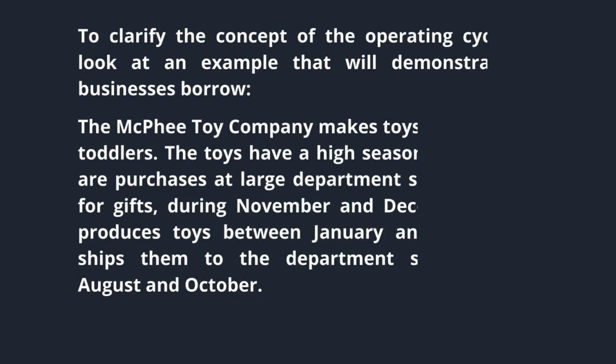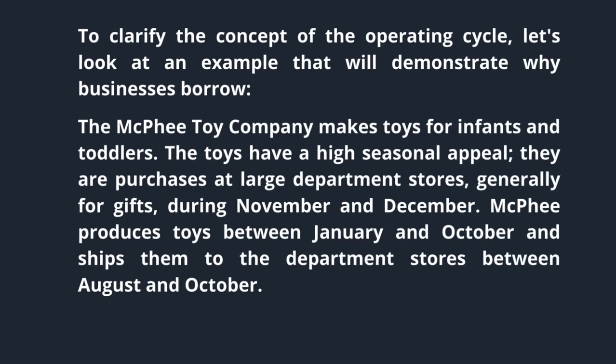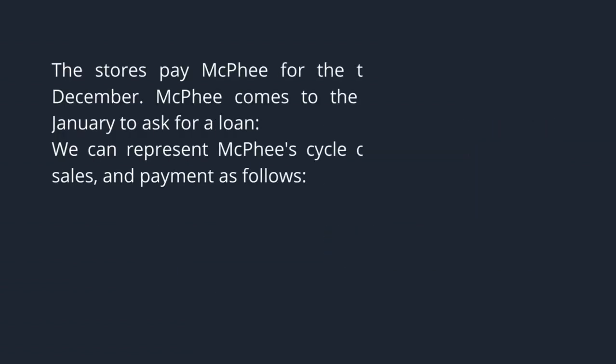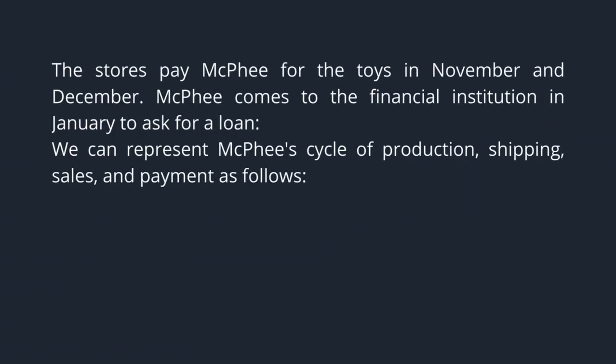To clarify the concept of the operating cycle, let's look at an example that will demonstrate why businesses borrow. The McPhee Toy Company makes toys for infants and toddlers. The toys have a high seasonal appeal. They are purchased at large department stores, generally for gifts, during November and December. McPhee produces toys between January and October and ships them to the department stores between August and October. The stores pay McPhee for the toys in November and December. McPhee comes to the financial institution in January to ask for a loan.